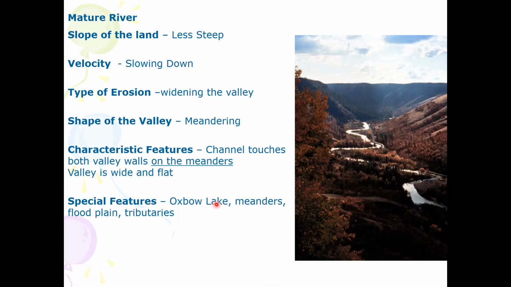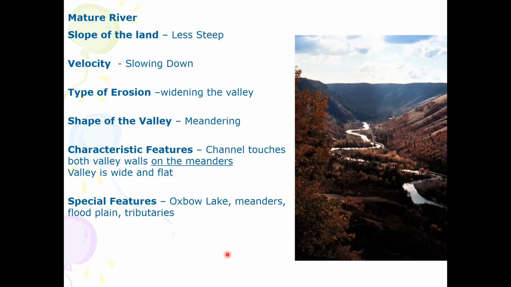Some key features of a mature river is that the channel touches both valley walls on the meanders. So boom, I've touched this mountain, then it goes over here, boom, it touches that mountain, then it comes back. So what's happening is the stream is kind of zigzagging between the two mountains that it exists between. So it touches both valley walls. And again, the valley is wide and flat. That's lots of sediment built up over a long period of time, flattening out that area.